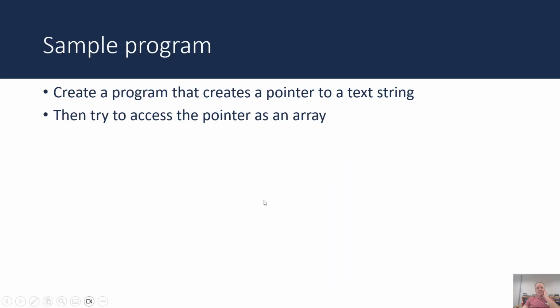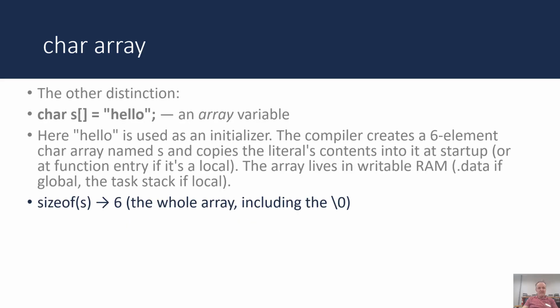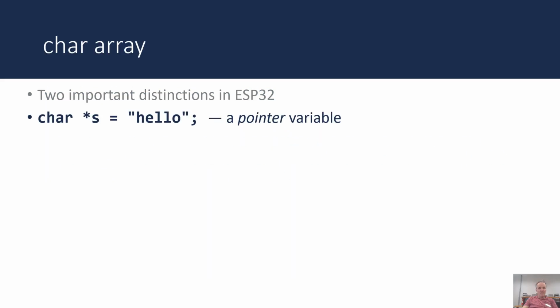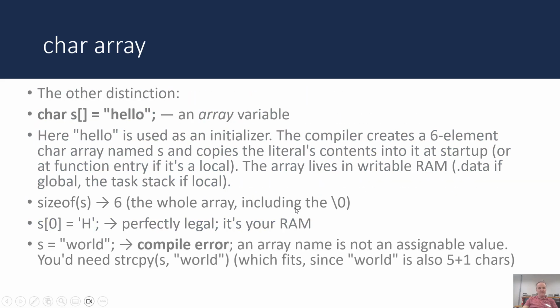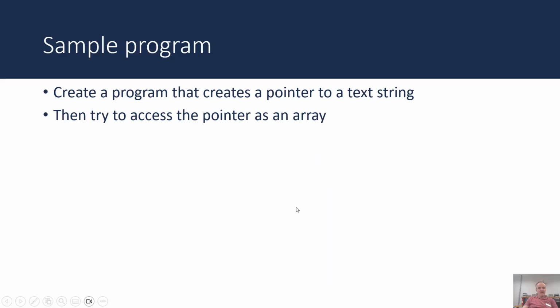Okay, so sample program: create a program that creates a pointer to a text string. So that is this example here. It's going to be char *s = "hello". Okay, that's the pointer. Then try to access the pointer as an array.